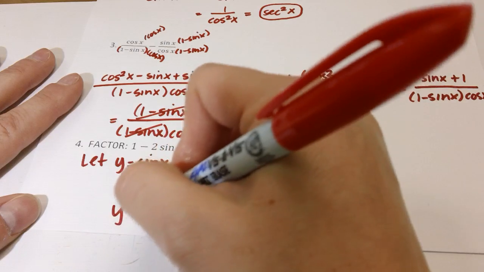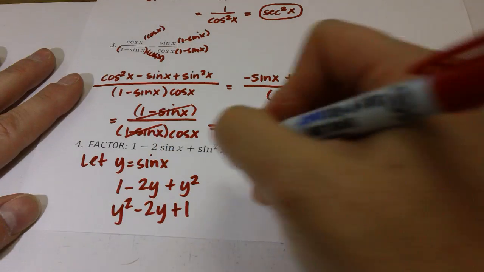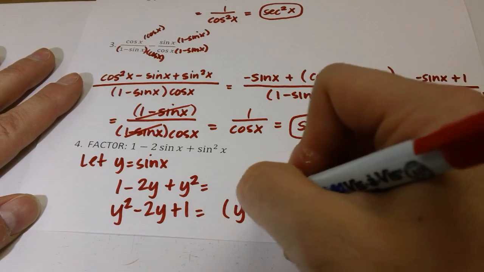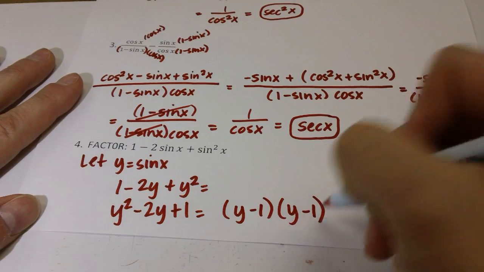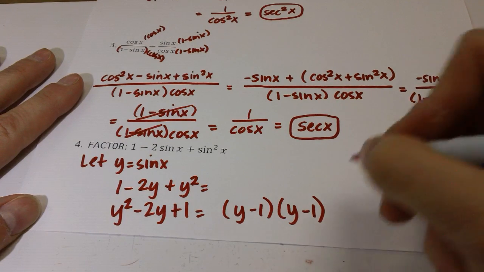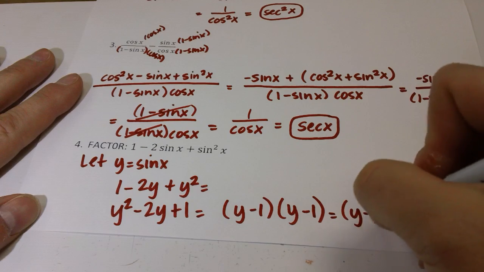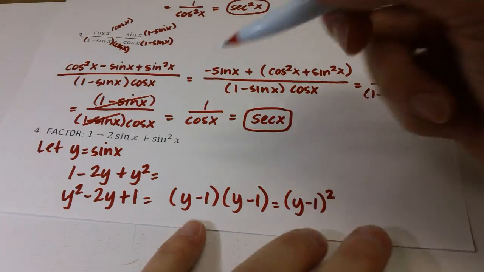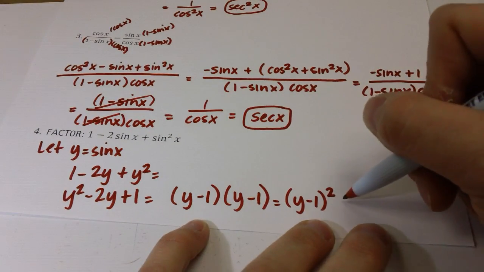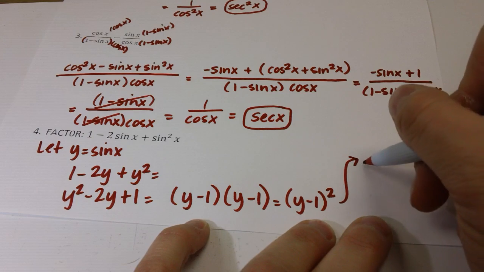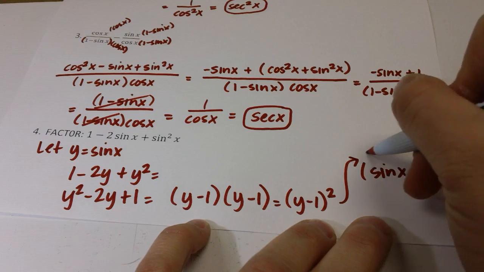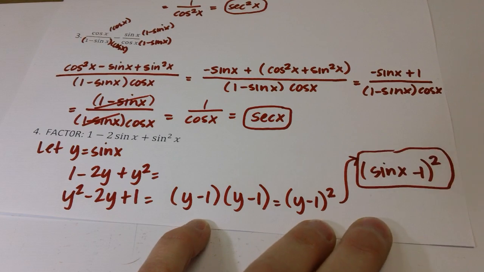Y squared minus 2y plus 1. So if we want to factor this, we would end up getting y minus 1 times y minus 1, which is the same as y minus 1 squared. Now that's not our final answer because our final answer has to have the sine in it. So now we need to replace the sine back in there, and we would get sine of x minus 1 squared. This here would be our answer. Okay, it's very important that you know how to factor these trig functions.